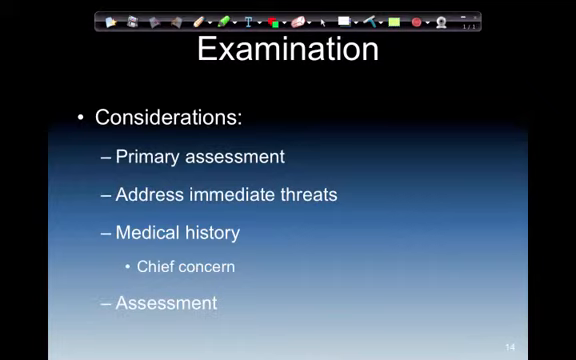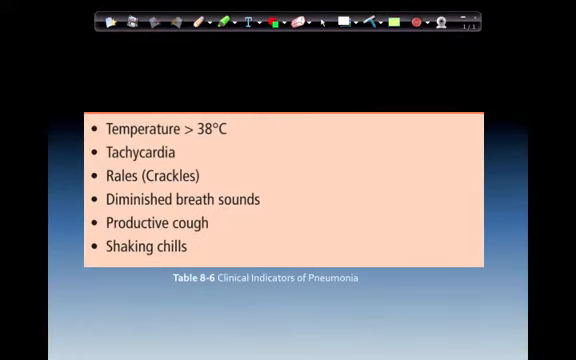Examination considerations. Primary assessment: address any immediate threats to the ABCs, obtain a medical history, and see what their chief concerns are. Assessment: if they have inadequate breath sounds or adventitious breath sounds or rales, please make note. Find the clinical indications. Table 8.6, clinical indicators of pneumonia: temperature greater than 38 degrees Celsius, which is about 100.4, tachycardia, rales and crackles, diminished breath sounds, productive cough, shaking and chills.